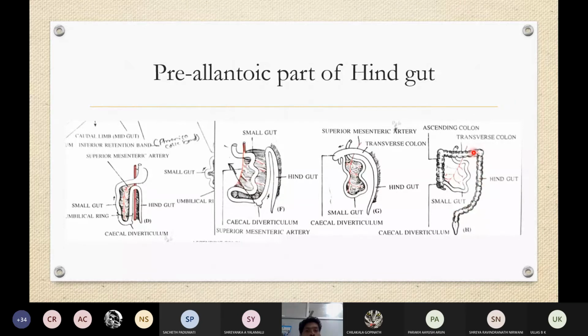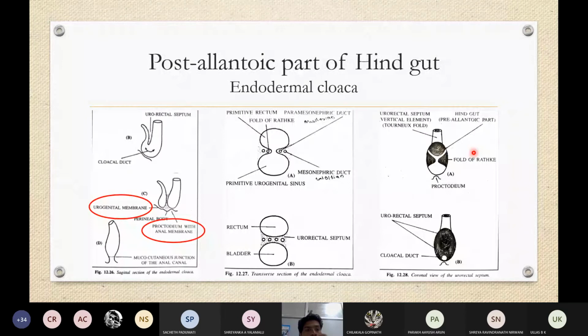Okay, post-allantoic part. What has happened in the post-allantoic part? We saw the allantois. Okay, how has that membrane converted? And we even saw the urorectal septum here. The same urorectal septum which is present here now actually develops. You just see here, you can see the urorectal septum.